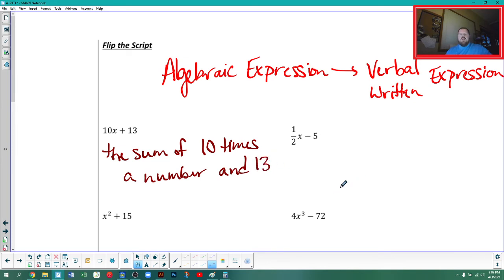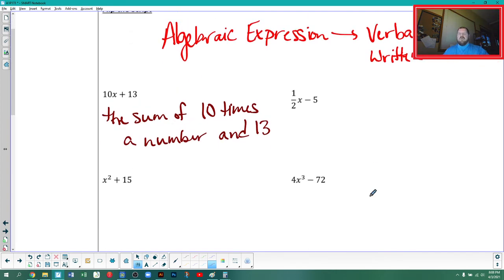That's not too bad. And if I can ever get away from just saying 10 times a number, that would be good too. But I don't really think that I'd add in like the sum of, the product of 10 and a number and 13. Like, there's a little bit too much going on there. So I like that creativity, but it's just a little overkill. Okay.